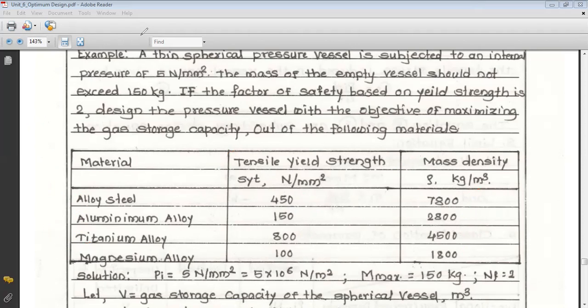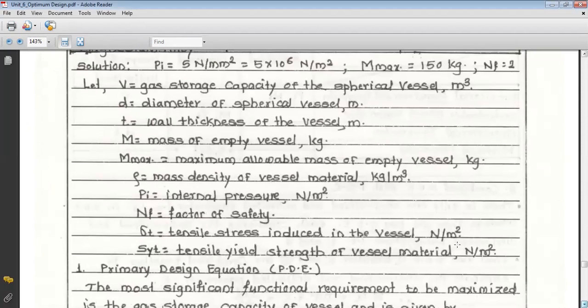Now, next is the solution of this problem. The first point is the given data. We have the internal pressure Pi, and that value is 5 Newton per mm square. In meter square, it is 5 into 10 raised to 6 Newton per meter square. Then the maximum mass M maximum should not be greater than 150 kg, and the factor of safety is given as 2.